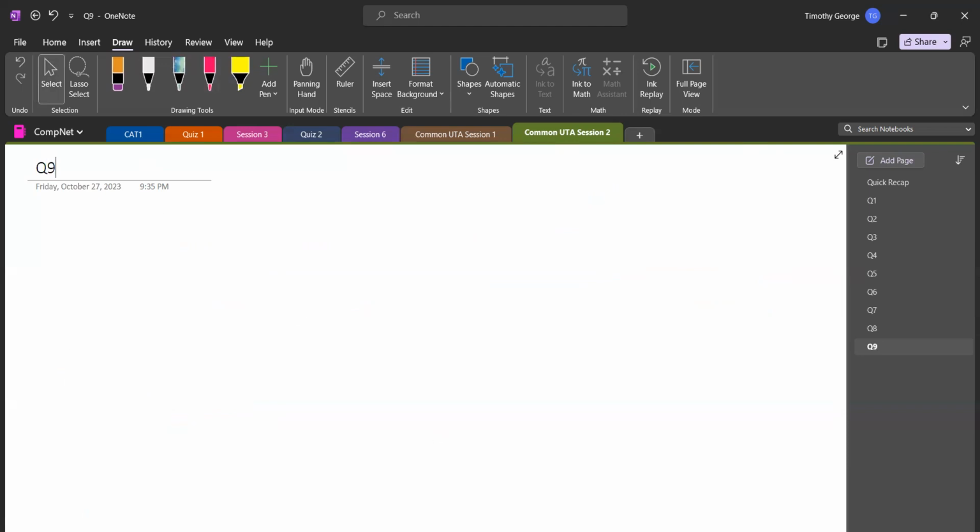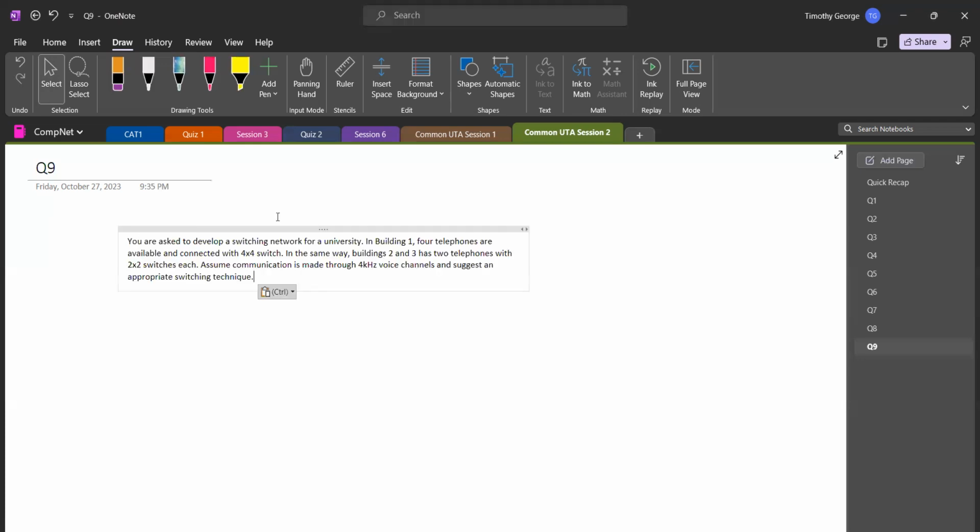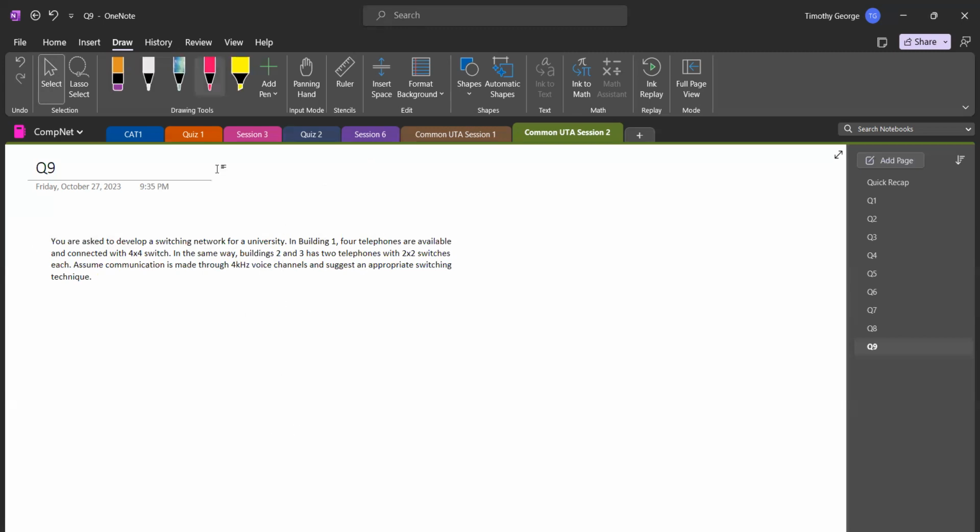Question 9. This is a question that is likely to be asked in an examination. It's a scenario that is given, and you're asked what to do. So let's read.